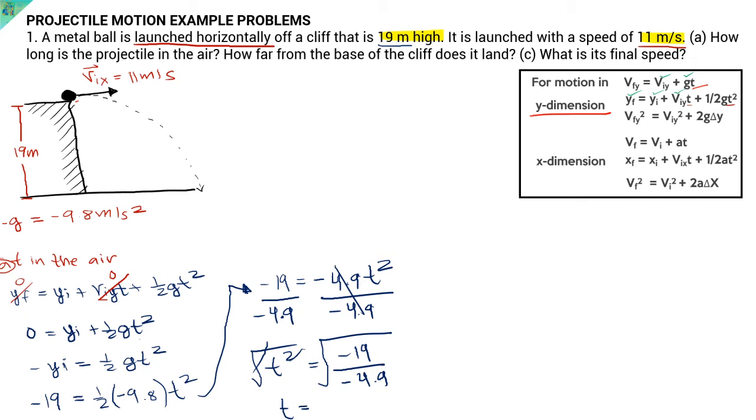Okay, our final answer is 1.969. So for 2 decimal, that's 1.97 seconds. Okay, so that's our time in the air. Any questions?